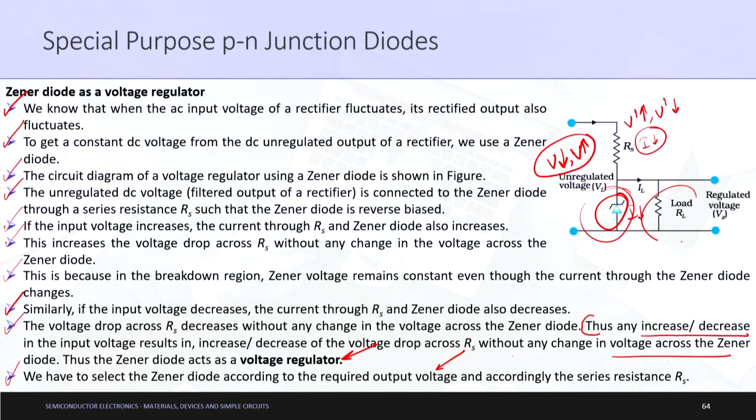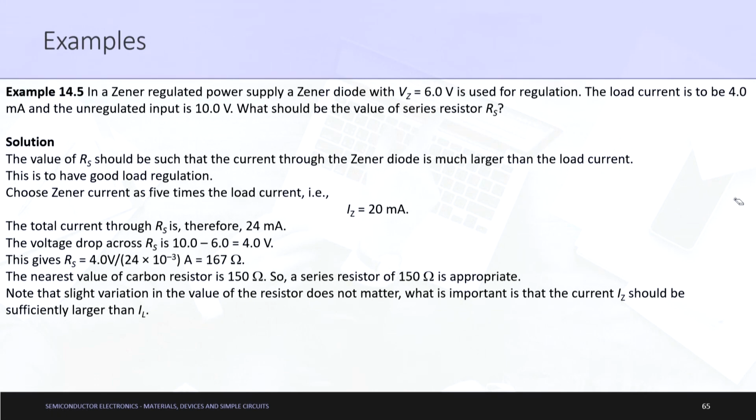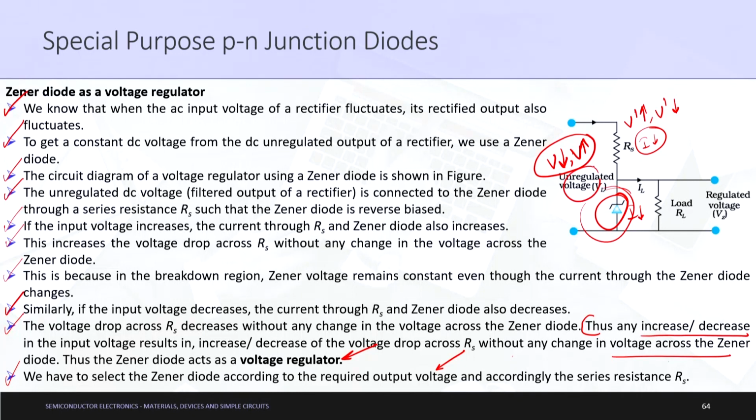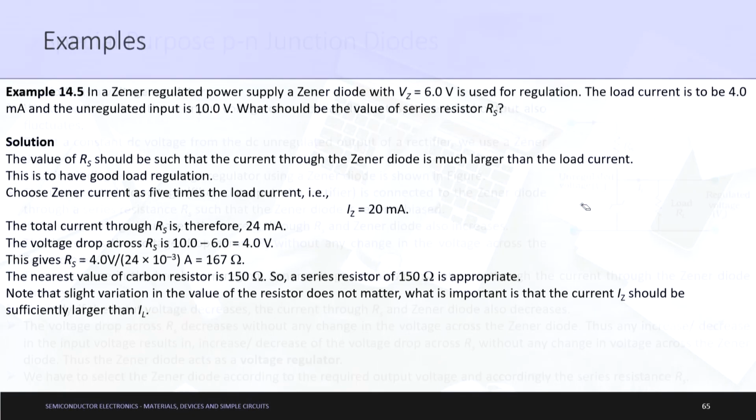So, basically load current would be the current flowing through this load, correct. So, the load current is given to you as 4 milliamperes and the unregulated input is given as 10 volts. What should be the value of series resistance Rs? Fine. So, let us understand this carefully. What do we want here? That the final voltage for regulation should be 6 volts. If 6 volts has to be utilized for regulation and the unregulated input is 10 volts, then what is the amount of voltage which should be taken up by the series resistor?